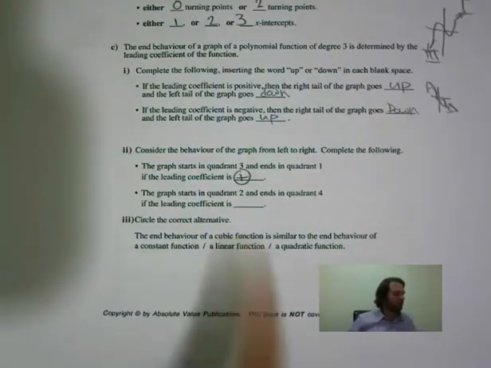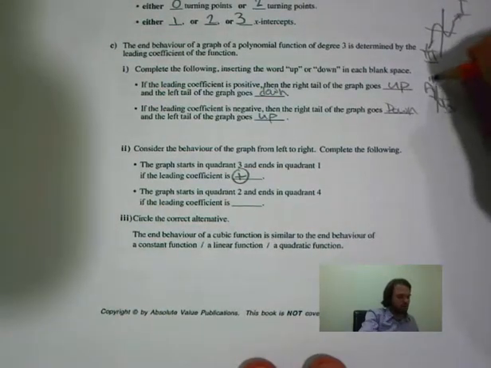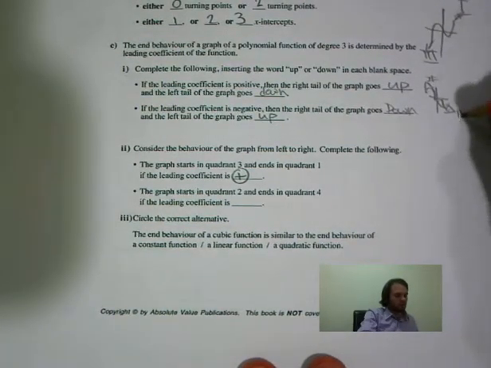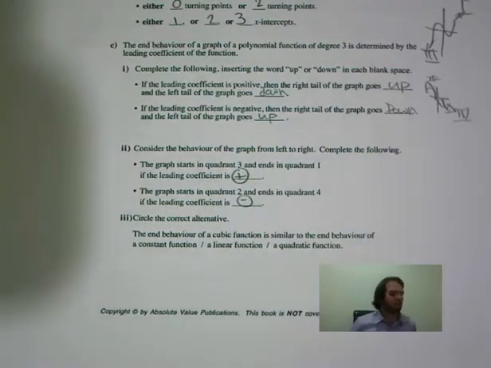The next one is the graph starts in quadrant 2 and ends in quadrant 4. So we start here, quadrant 2, and end in quadrant 4. That looks like this one. This is if it is a negative coefficient.